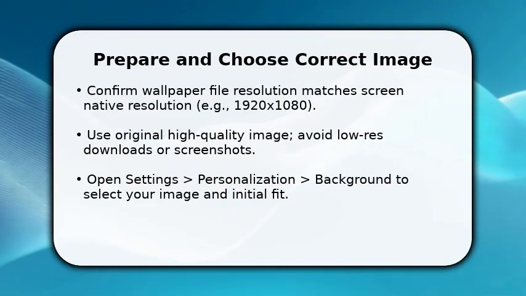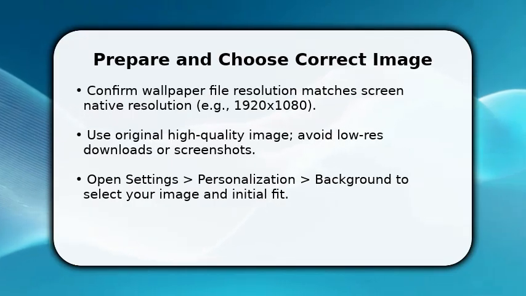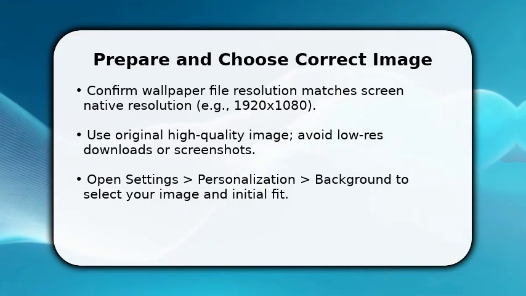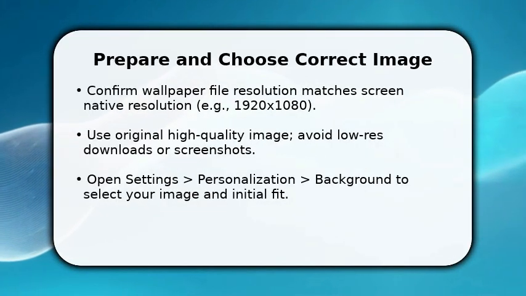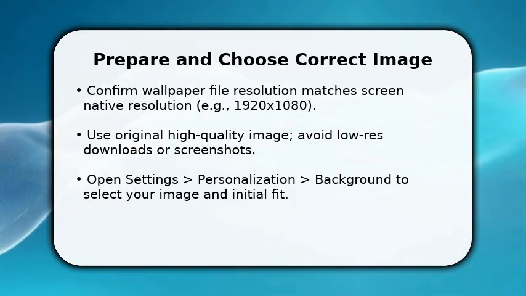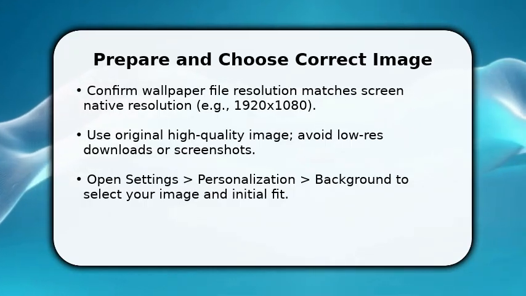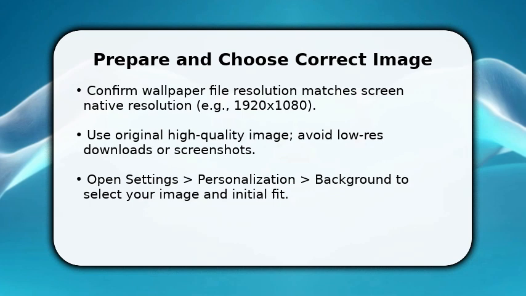You start by verifying the wallpaper file is high enough resolution for your display, because a small image scaled up causes pixelation. Once done, open Settings, go to Personalization, then Background. Select the original high-quality file rather than a compressed copy. Make sure you pick an appropriate fit option like Fill or Fit so Windows doesn't stretch a low-res image. You're taking control of the source and initial placement to prevent scaling artifacts from the outset.